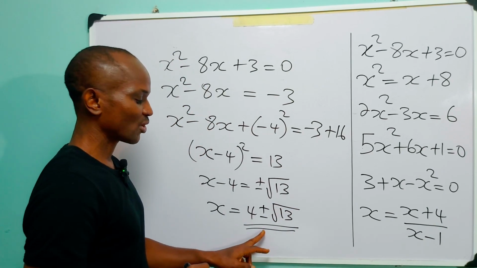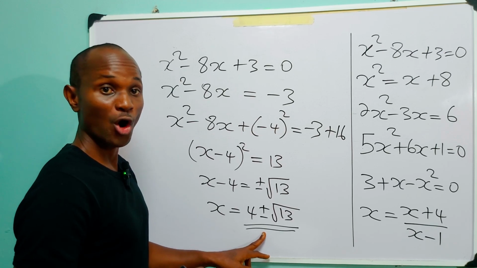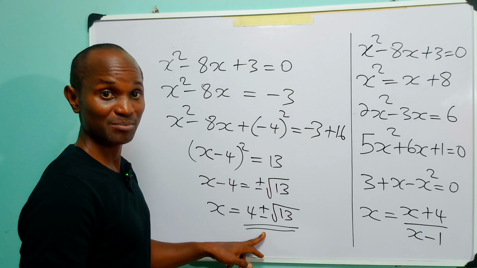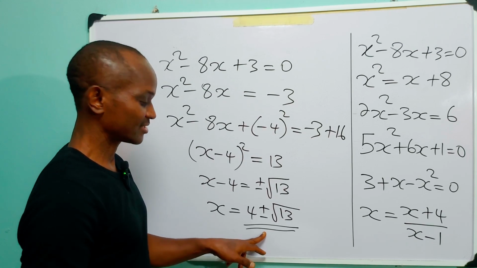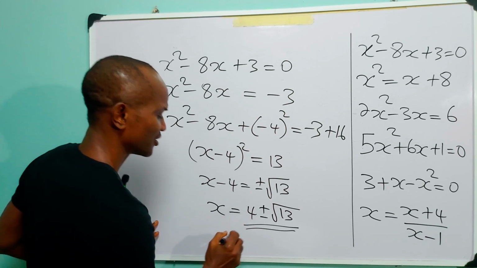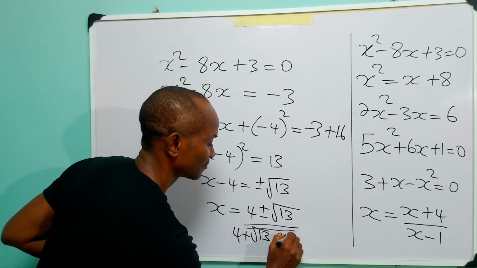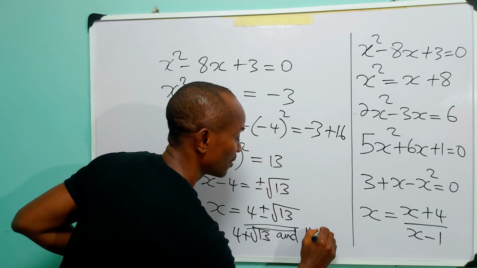So you can either leave your answer in surd form or you can evaluate it to however many decimal places the question has told you to. Of course, you know that the roots of this equation are 4 plus square root of 13 and 4 minus square root of 13.